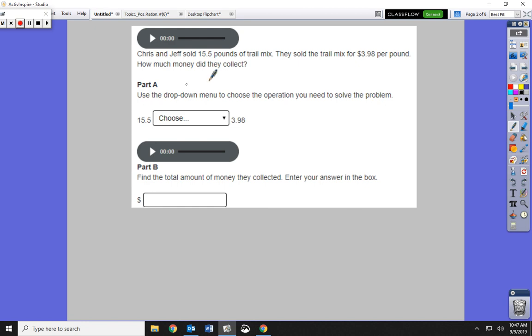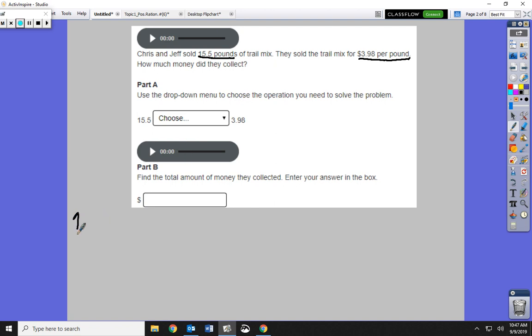First one says, Chris and Jeff sold 15.5 pounds of trail mix. They sold the trail mix for $3.98 per pound. How much did they collect? We have 15.5 pounds that they sold, and they sold it for $3.98 a pound. Part A says, use a drop-down menu to choose the operation you need to solve the problem. I can't use a drop-down menu because this is a picture of the online test. And then part B, find the total.